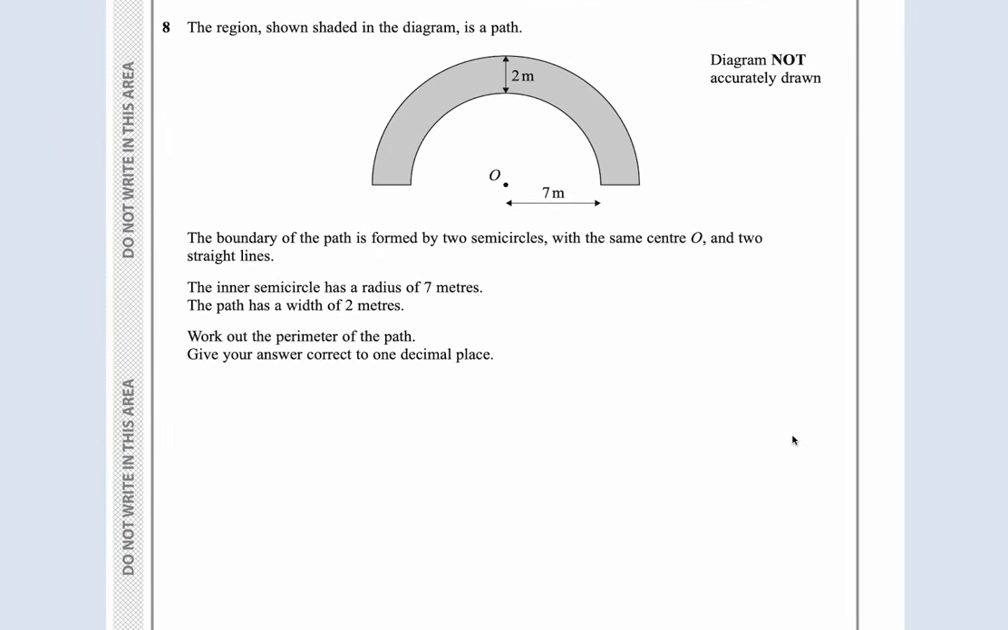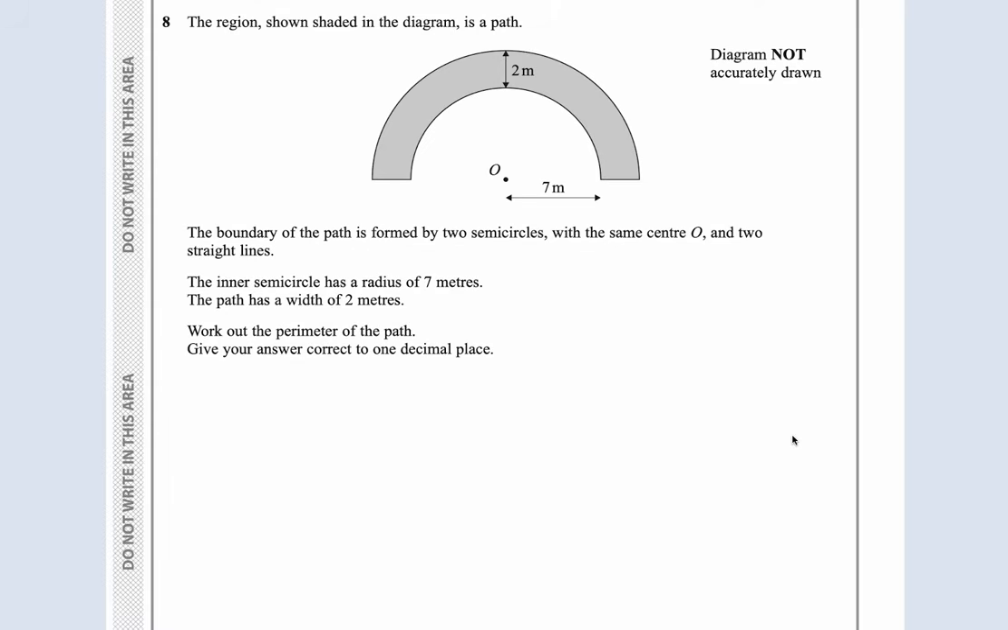Okay, question 8. The region shown shaded in the diagram is a path. The boundary of the path is 2 semicircles, center O, inner circle has radius 7, path is width 2. Work out the perimeter of the path, right? So one thing to notice straight away, guys, is if this is 7 and this is 2, then the radius of the big circle is 9, because 7 plus 2.